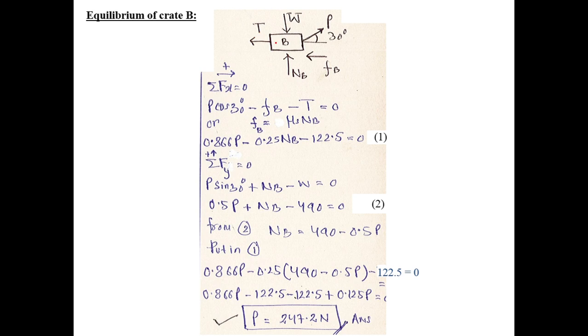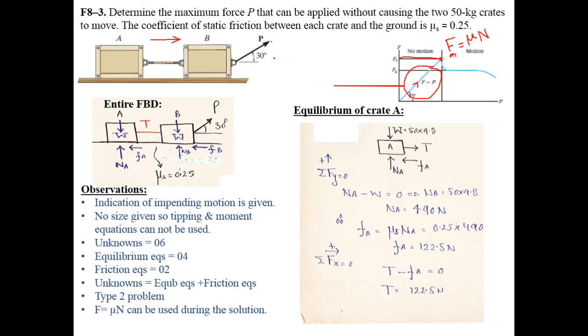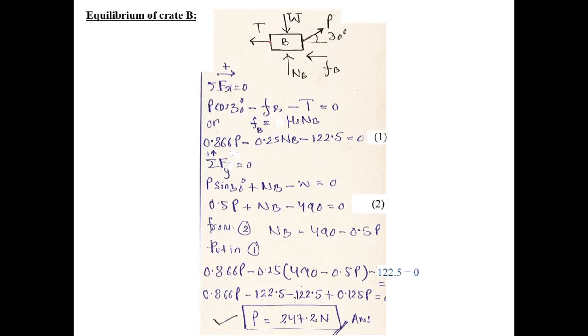So please note that I have shown the direction of T on block A in the positive x direction, and this cable was the common connection between box A and box B. So if I have shown it to be away from crate A, that is in the plus x direction, here I have to show it in the negative x direction on crate B.